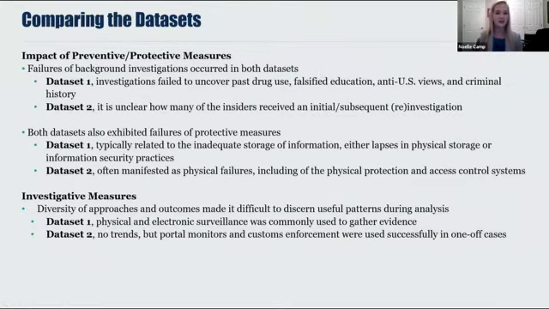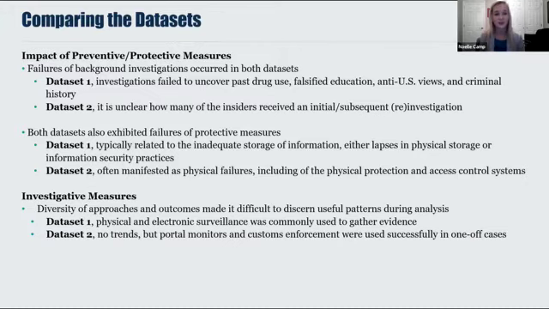For preventive and protective measures, we saw mostly failures across both data sets. The first failure that really was notable was failures of background investigations. In dataset 1, nearly everyone in the dataset received some kind of a background investigation, but these investigations were woefully insufficient. They failed to uncover a whole host of issues, including past drug use, falsified education, anti-US views in the US cases, and criminal history.